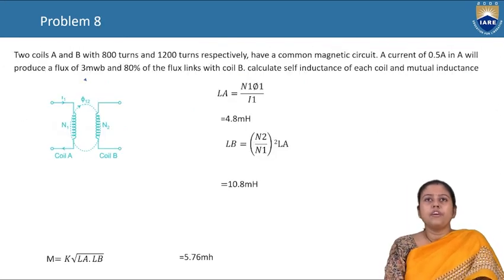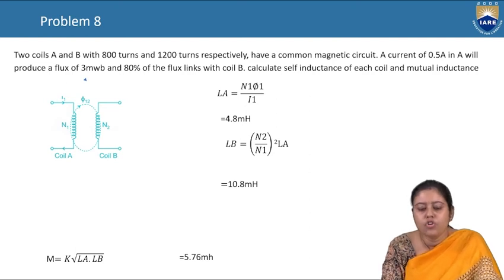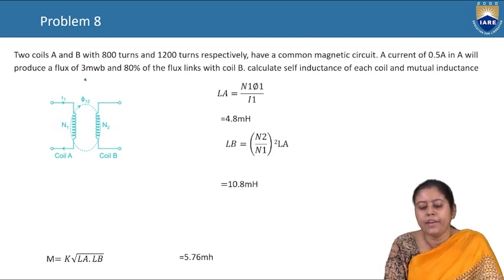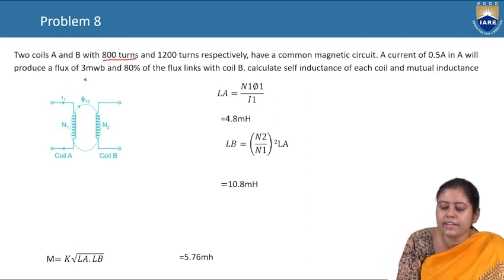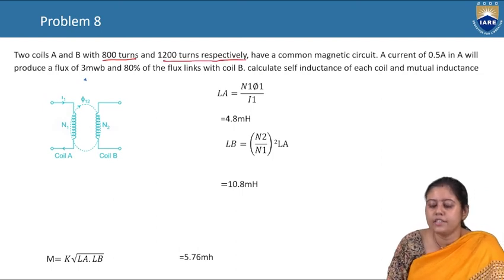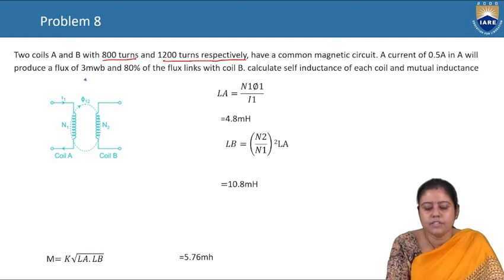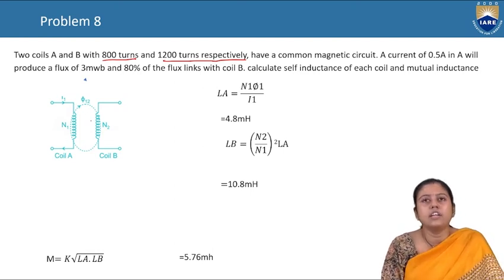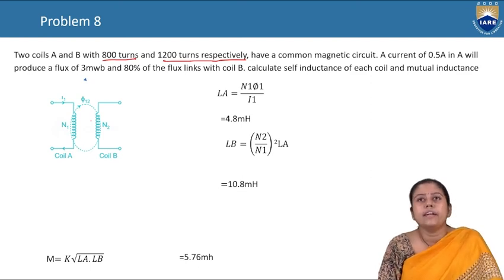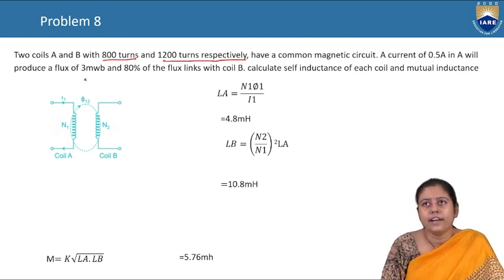Now we are going to problem number 8. Two coils A and B with 800 turns and 1200 turns respectively have a common magnetic circuit. So this is the common magnetic circuit. This means they are not electrically connected, but they are magnetically connected.